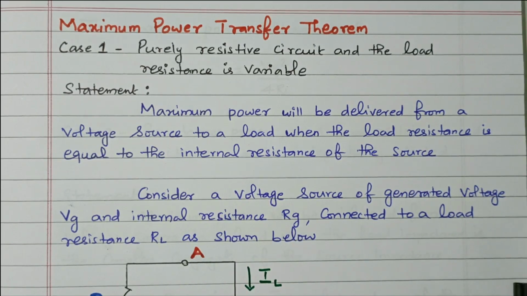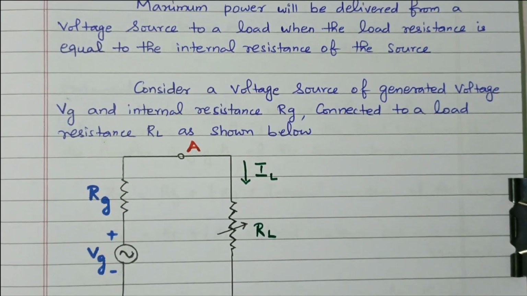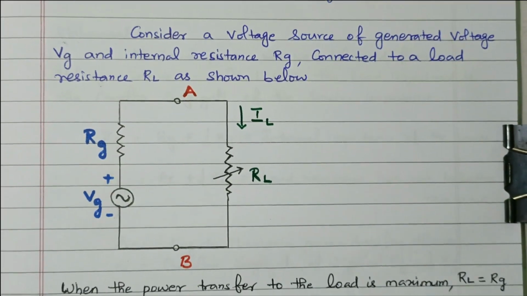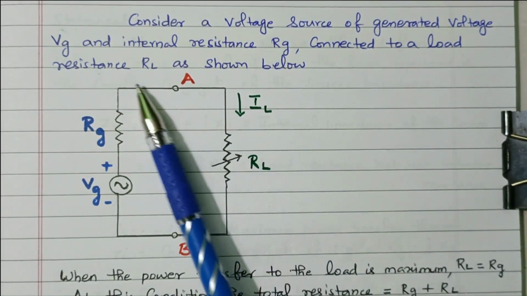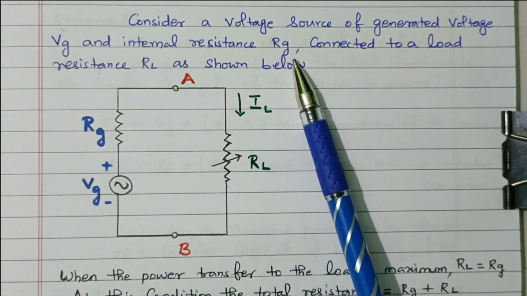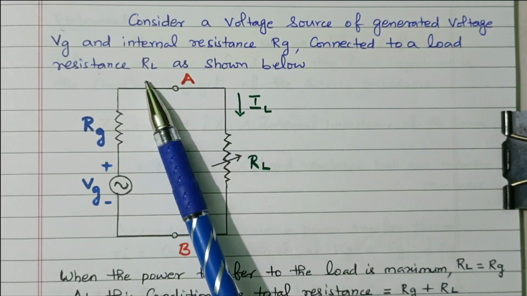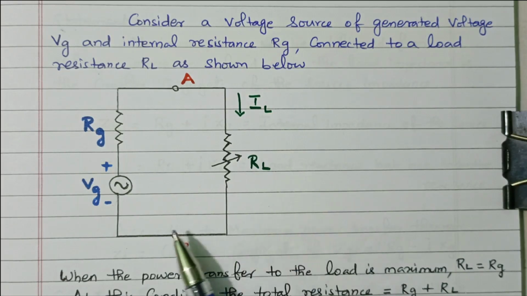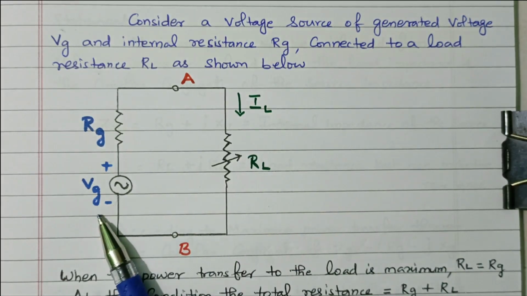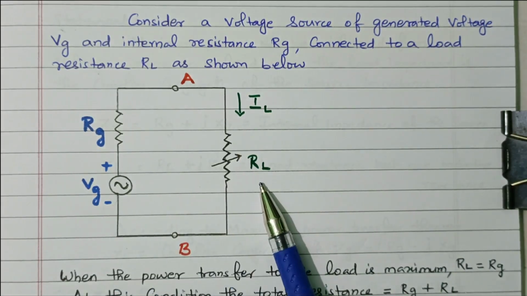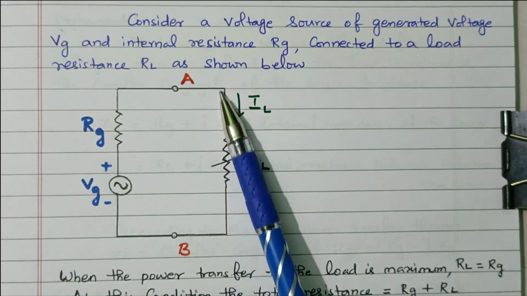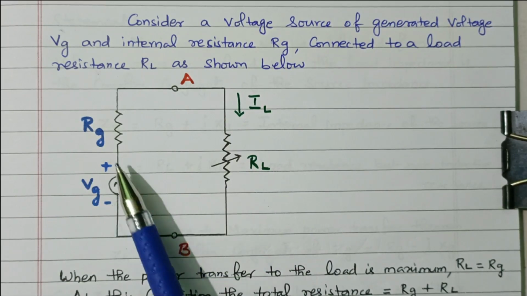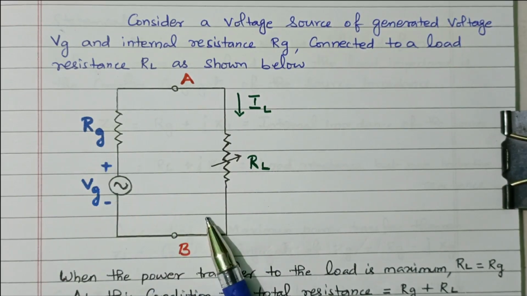Now consider this circuit. We will verify this statement. Consider a voltage source of generated voltage Vg and internal resistance Rg connected to a load RL as shown in the diagram. So we have the voltage source Vg. This is the load resistance, load current, the terminal AB. The load resistance is marked as terminal AB. The Rg is the internal resistance.